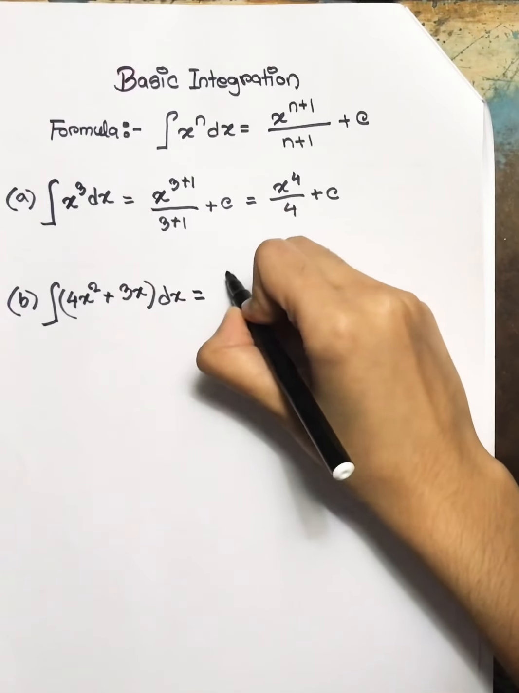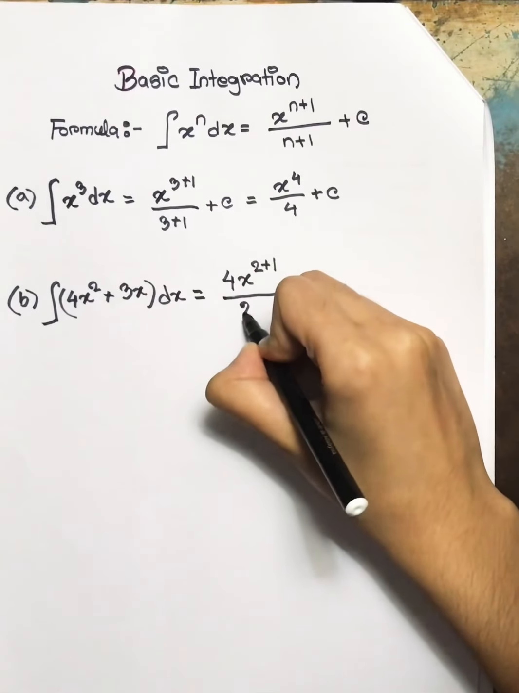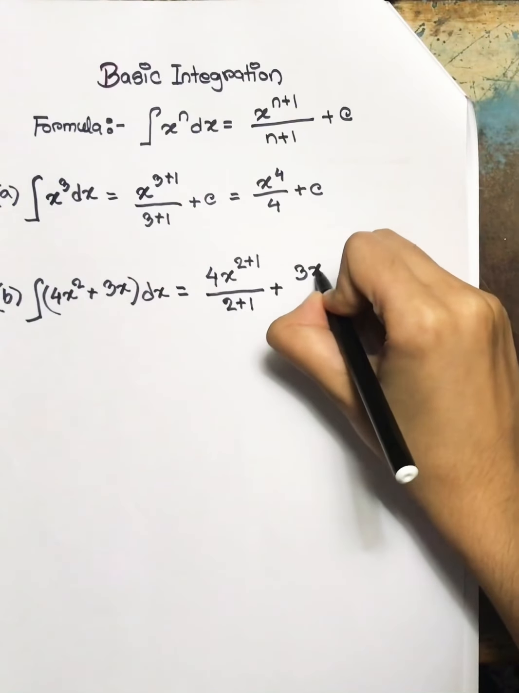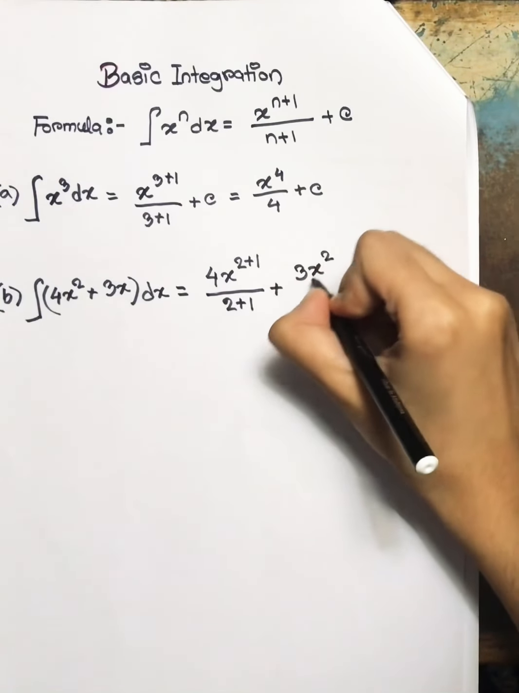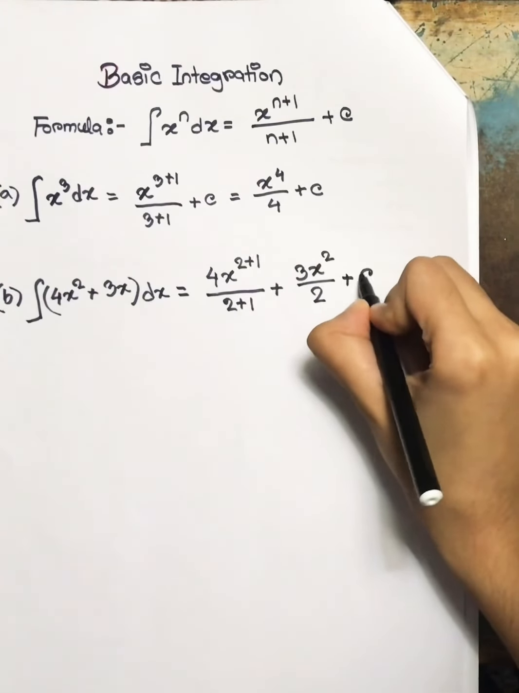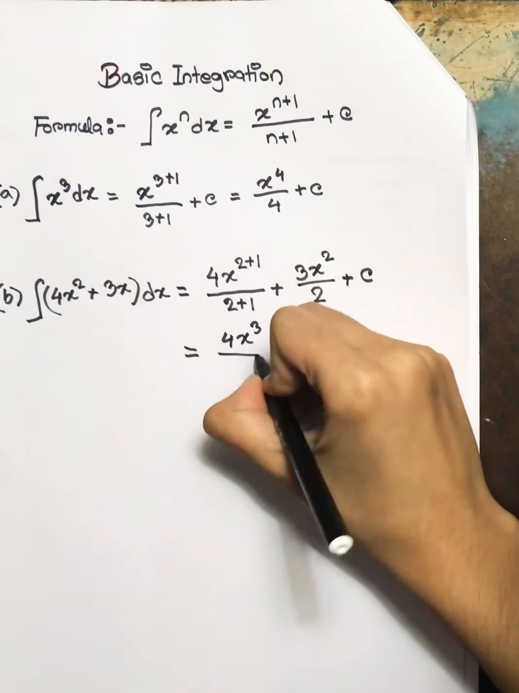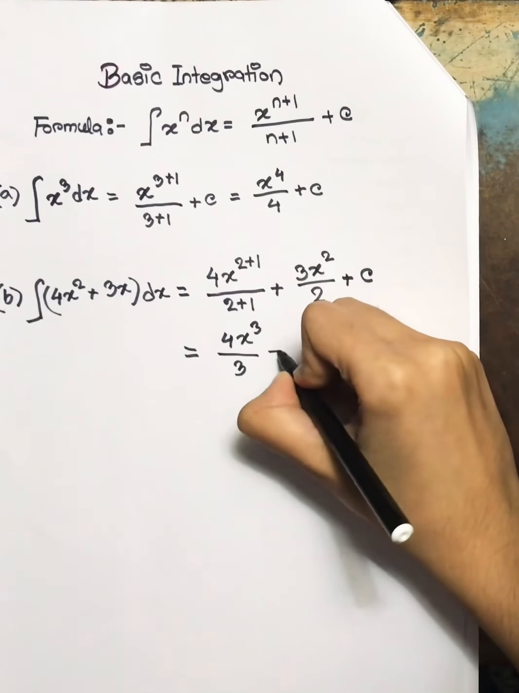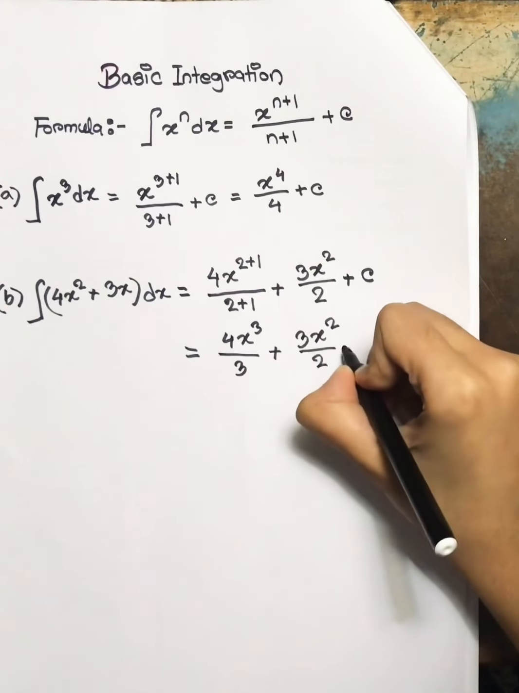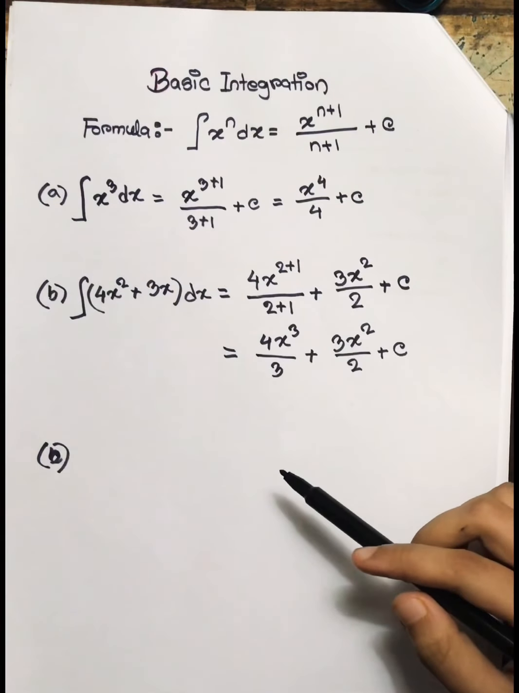The result becomes 4x to the power 2 plus 1 divided by 2 plus 1 plus 3x to the power 2 divided by 2. Okay, so plus c. So the result is 4x cube by 3 plus 3x square by 2 plus c. Now in the first two problems, the power was a whole number and the power was positive.